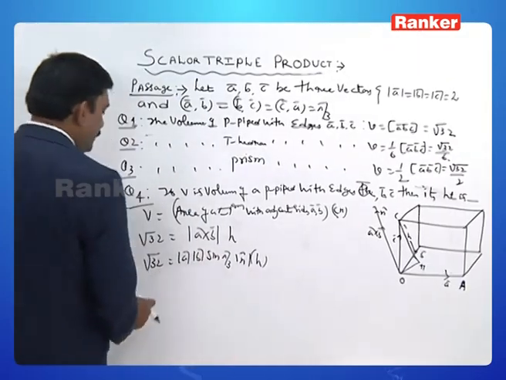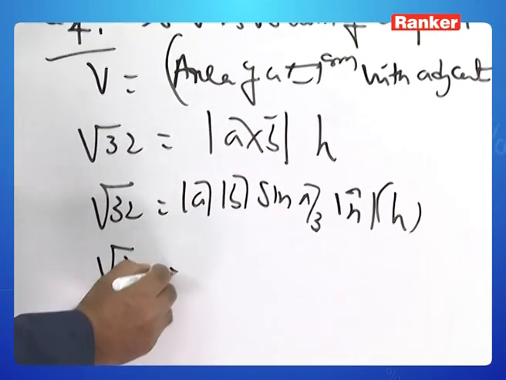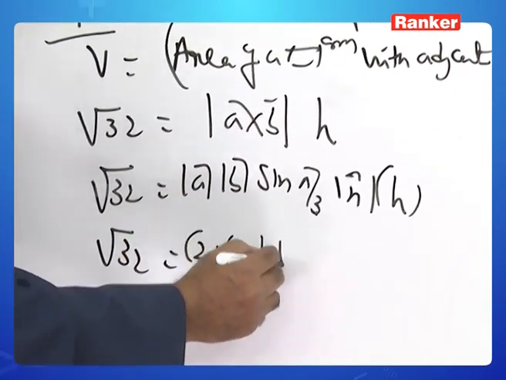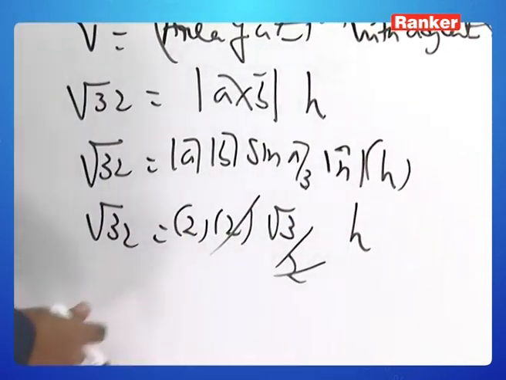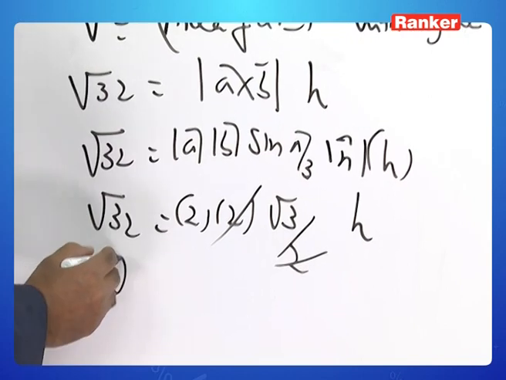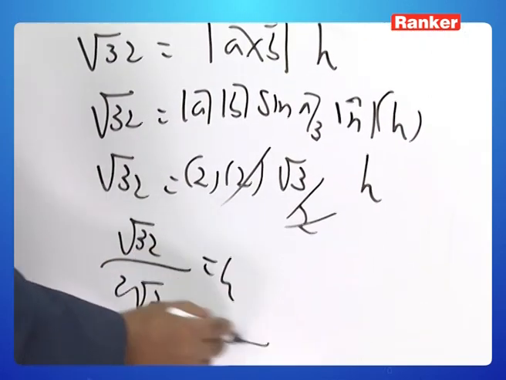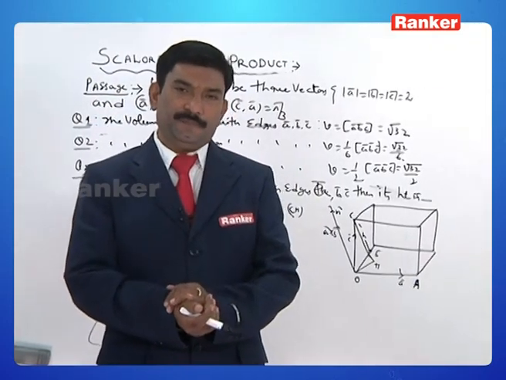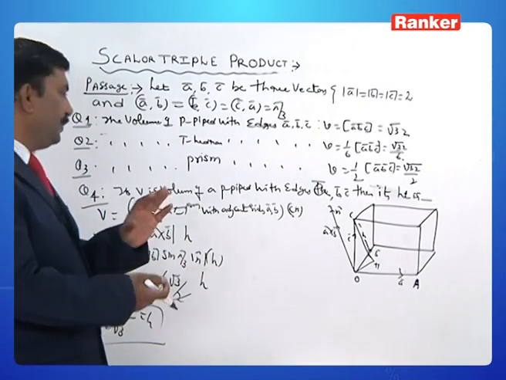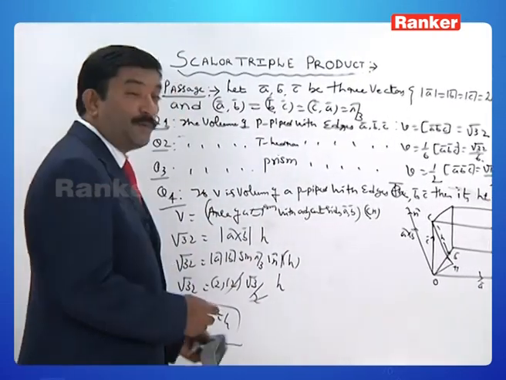Now this is nothing but 2 root 3 by 2. Therefore, root 32 is equal to 2 into root 3 by 2 into H. 1, 2 get cancelled, into what? H. Now you cross multiply. This is nothing but root 32 by 2 root 3, which is the height of the parallelepiped. Got it? This is how you can find it out. In the same way, I'll go for another question.